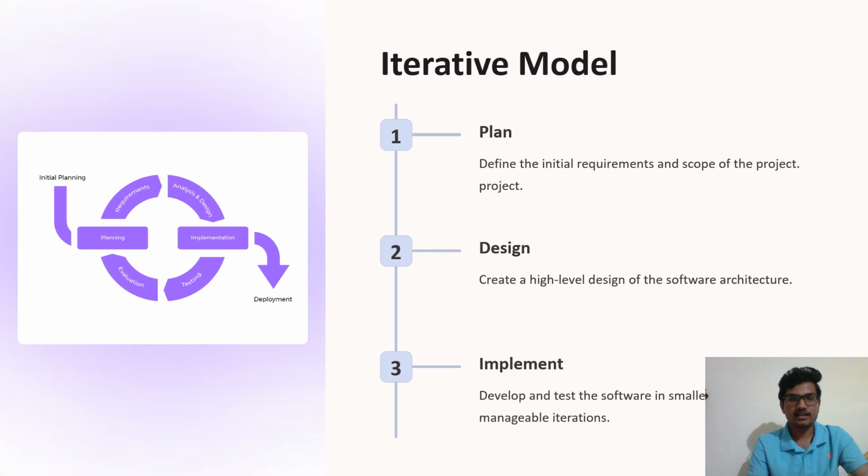So there is a diagram given that shows the workflow of the iterative model. It has initial planning and finally it leads to development. In between, it carries all the required processes that are required to carry on the iterative model. So initial process and development.